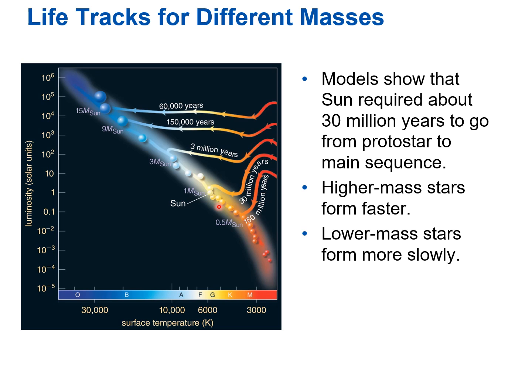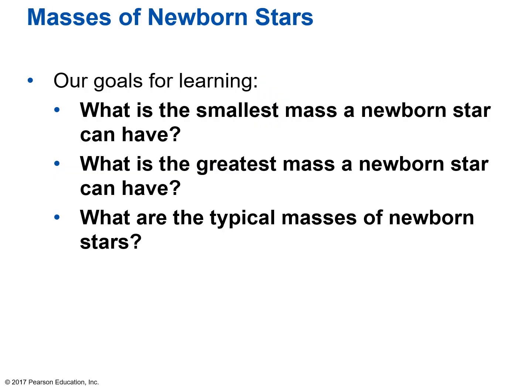Higher mass stars form faster. So a star of about 15 solar masses takes only about 60,000 years. The low mass stars form more slowly, maybe as many as 150 million years.